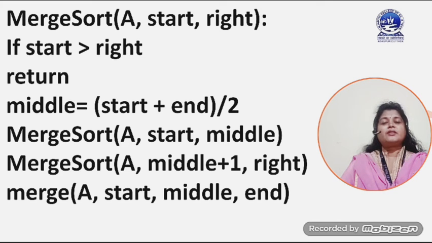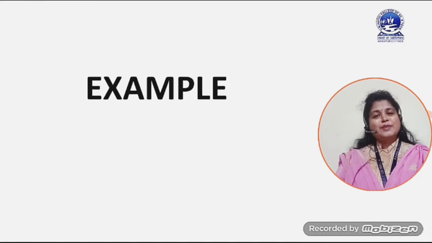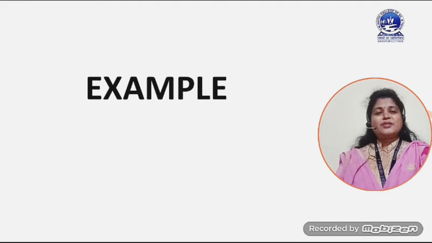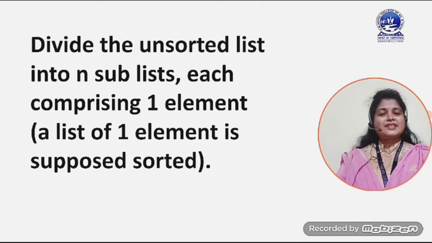And finally we are using another function, that is merge A, start, middle, end. We are using this function because here we will compare the elements, arrange the elements in a particular order and combine the lists. In this way we will combine all the solutions, and finally we will represent the final solution to the original problem. Now I am going to explain merge sort by using one very suitable example. Let's start at the first step. When you are given a list to sort by implementing merge sort, what will you do?